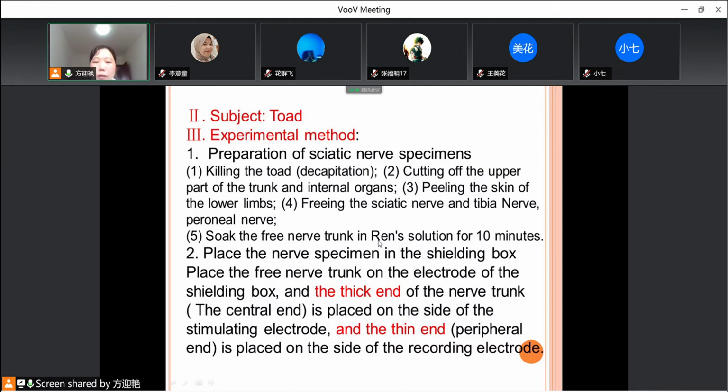Then we place the nerve specimen in the shielding box, and first place the free nerve trunk on the electrodes of the shielding box. The thick end of the nerve trunk is placed on the side of the stimulating electrode, and the thin end, the peripheral end, is placed on the side of the recording electrode.